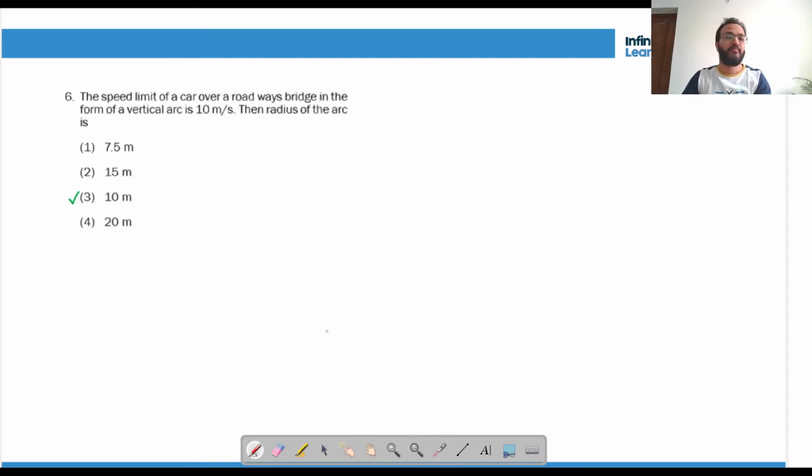Got it? Now the speed limit of a car over roadways, okay, so this must be the bridge, okay, in the vertical arc. Now they are saying the speed limit is 10 meter per second. This is the speed limit, okay.